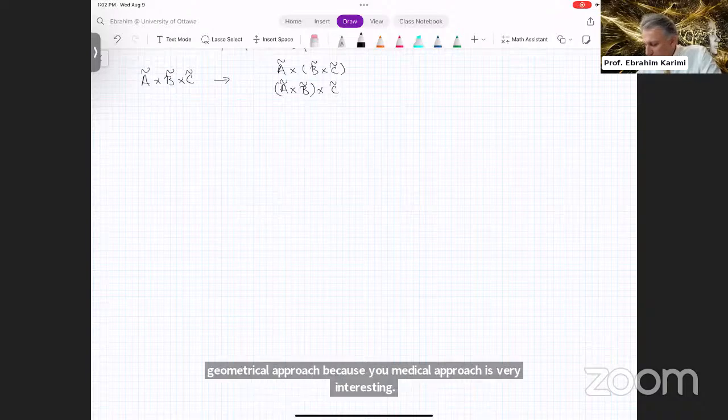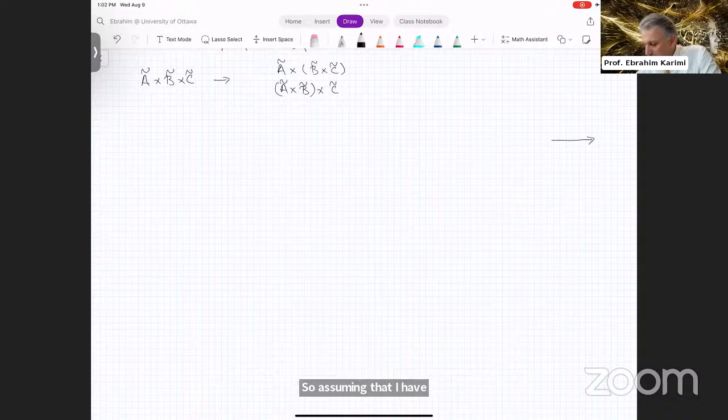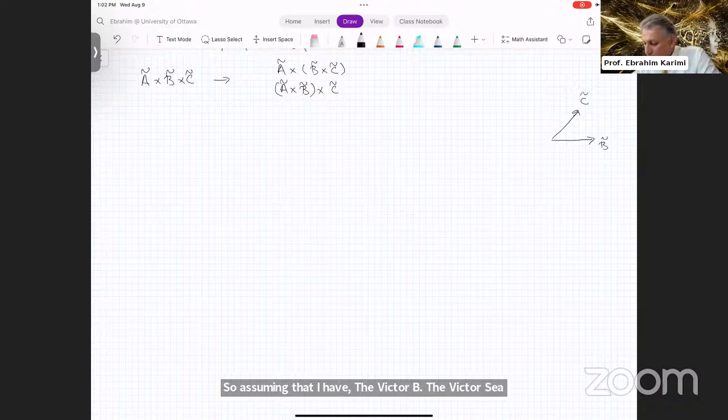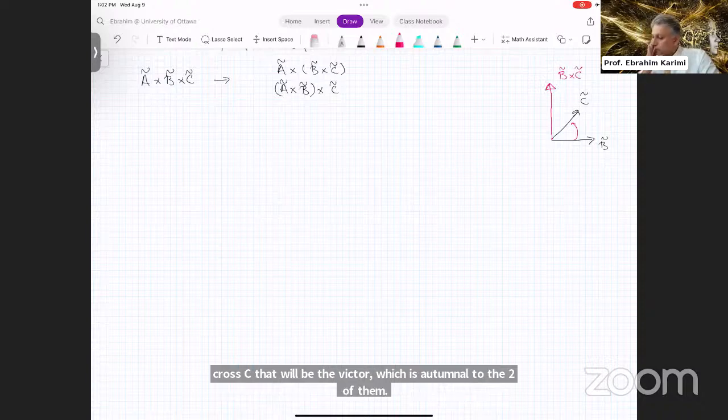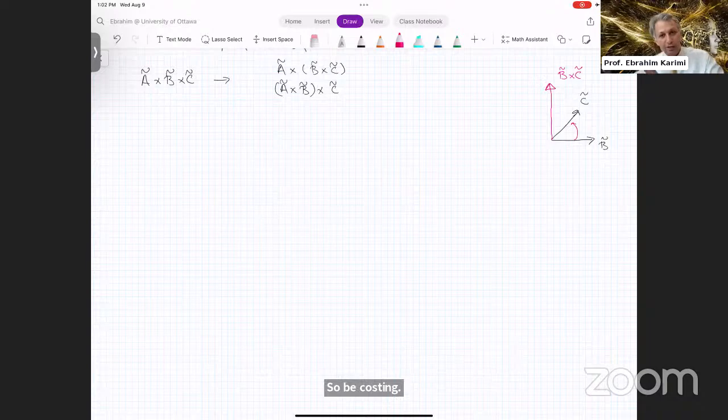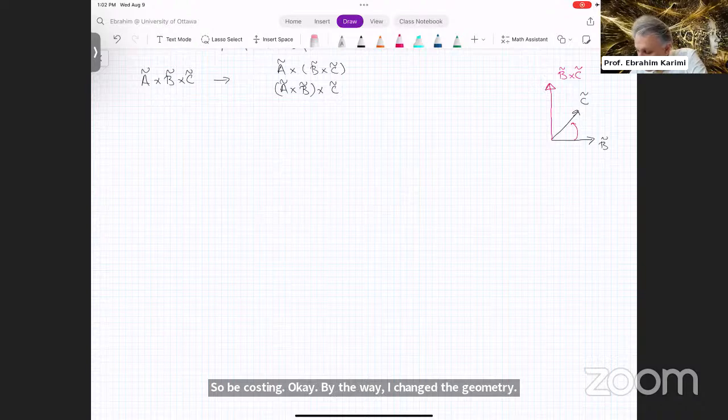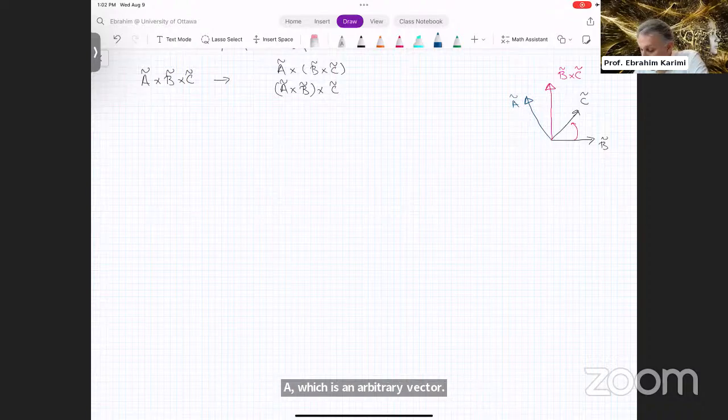So assuming that I have the vector B and the vector C, what is going on with the vector B cross C? B cross C will be the vector which is orthogonal to the two of them. By the way, I changed the geometry. And now this is the vector A, which is an arbitrary vector in space.